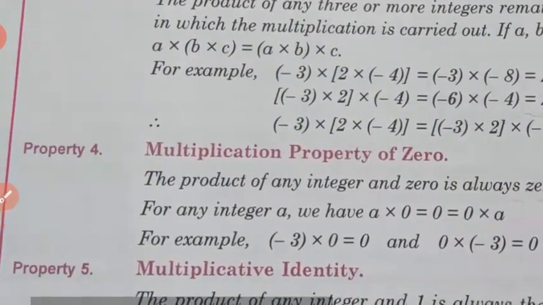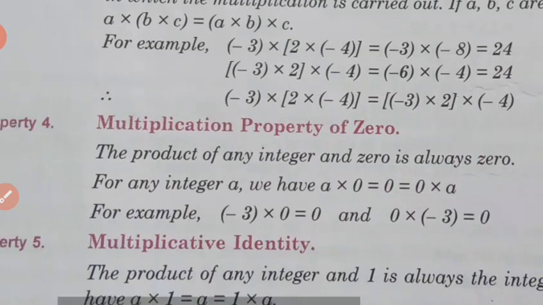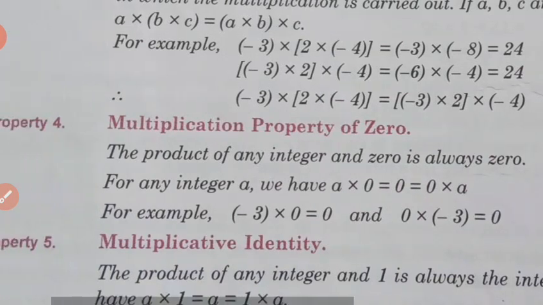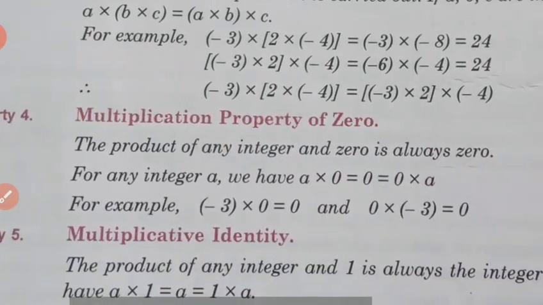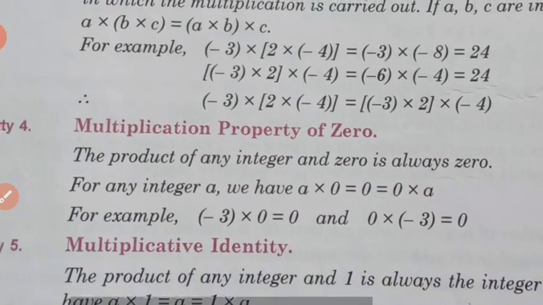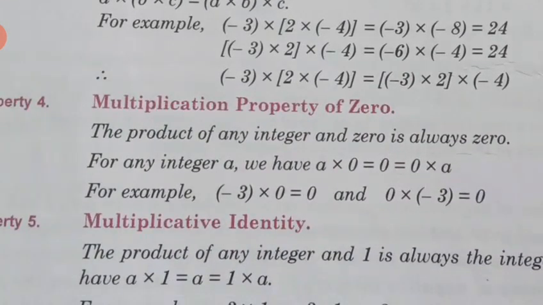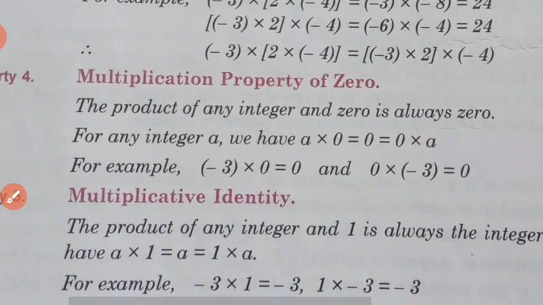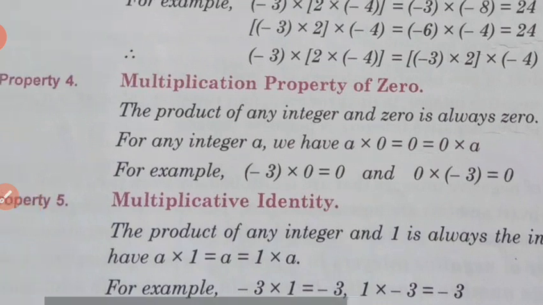Then property 4, multiplication property of 0. Property of 0 means here we have to multiply the given integer by 0. So what this property says, the product of any integer and 0 is always 0. We know that if we multiply any number by 0, the answer will always be 0. For any integer a, we have a multiplied by 0 is equal to 0, or again we can write 0 into a. For example, minus 3 into 0.